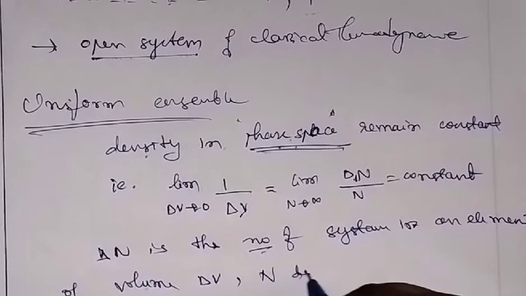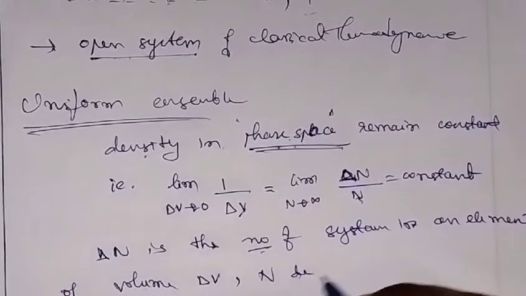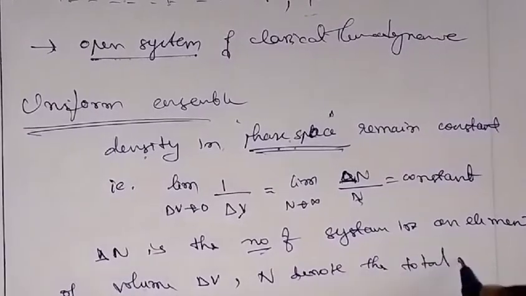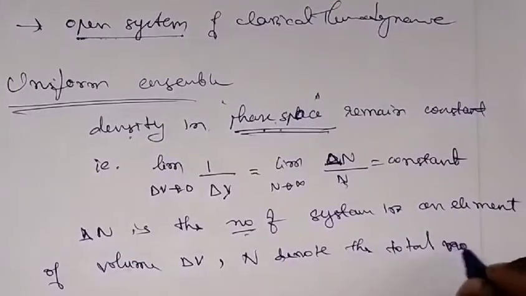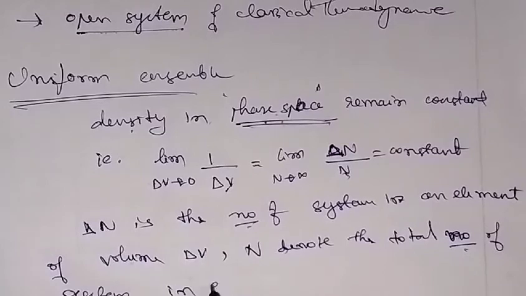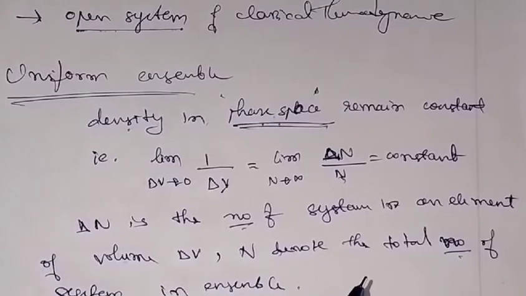N denotes, where is N? Here. N denotes the total number of particles or the total number of systems in the ensemble.